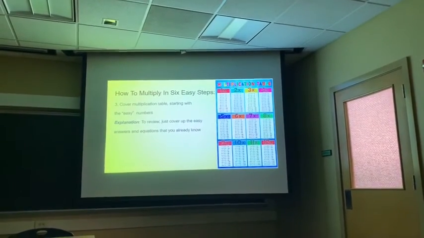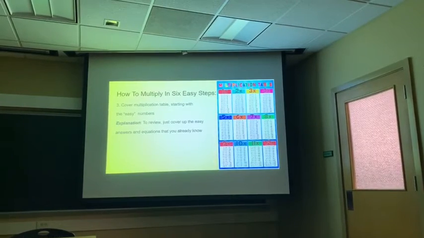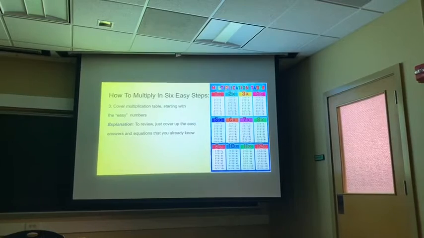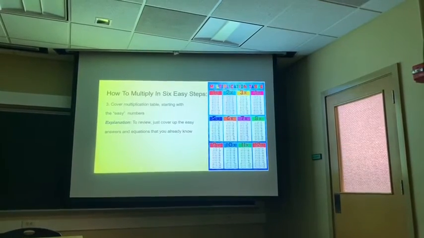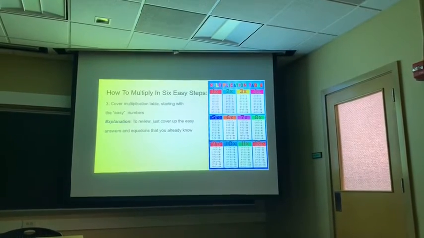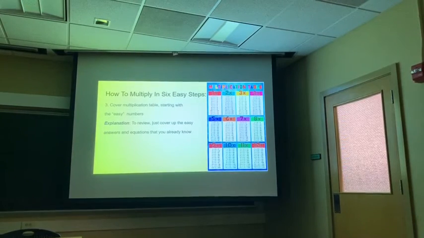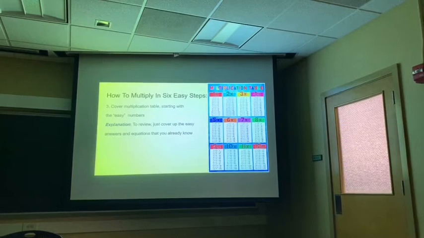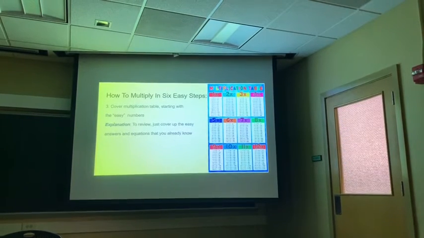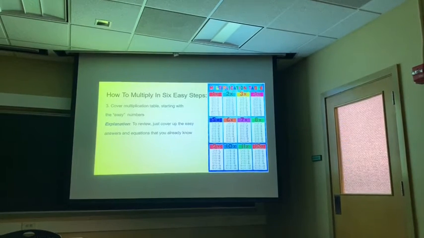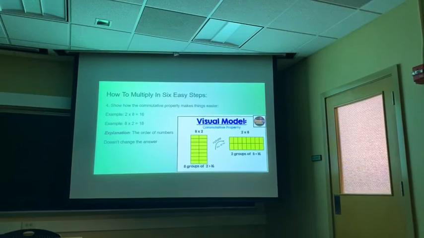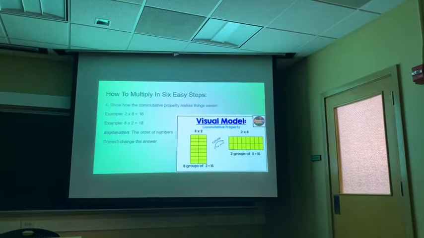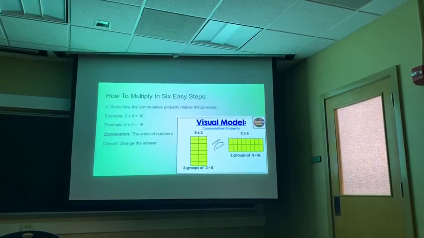For the third step, you can cover the multiplication table starting with the easy numbers. You could start, however, with whatever number you want and just go through to review and help you further memorize until you get to the harder numbers, and it will help you review how to multiply the bigger numbers.